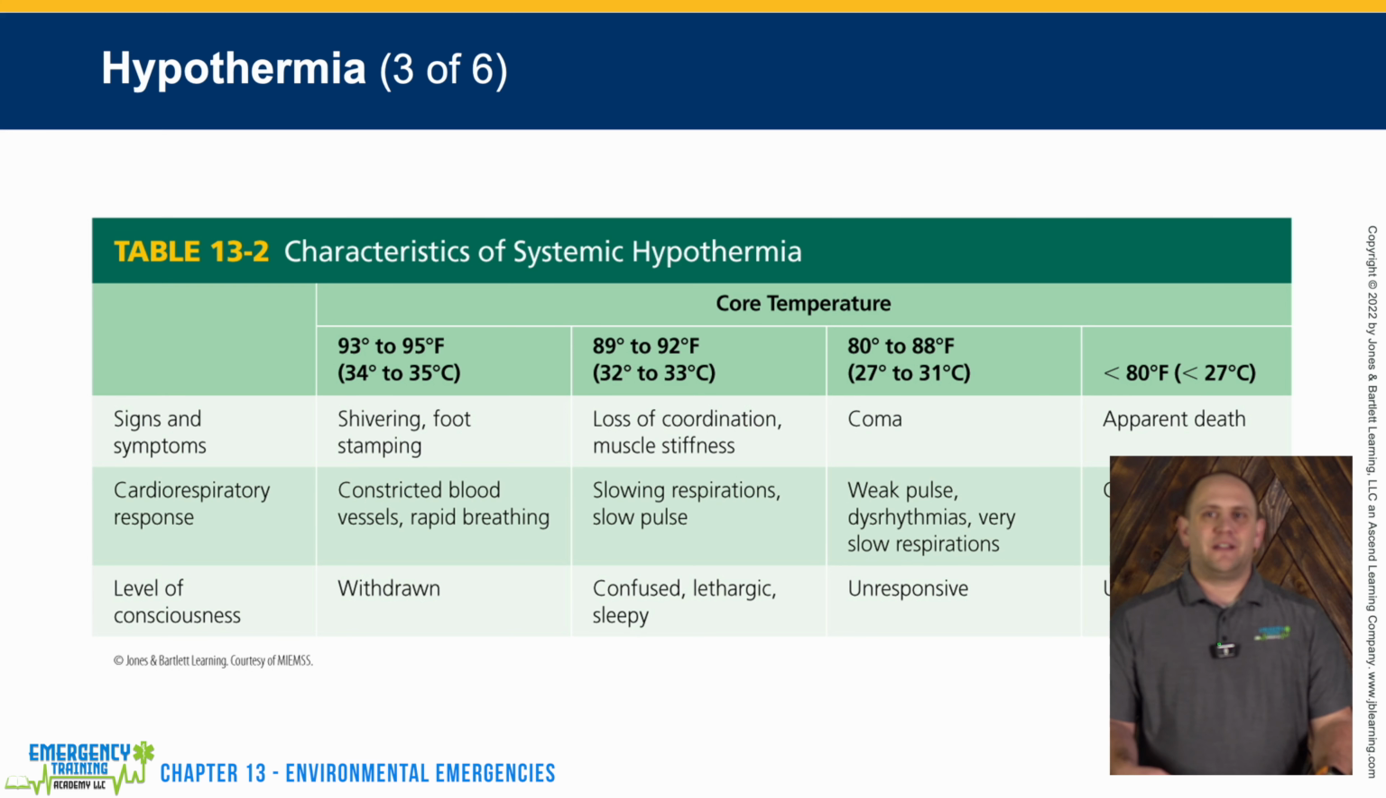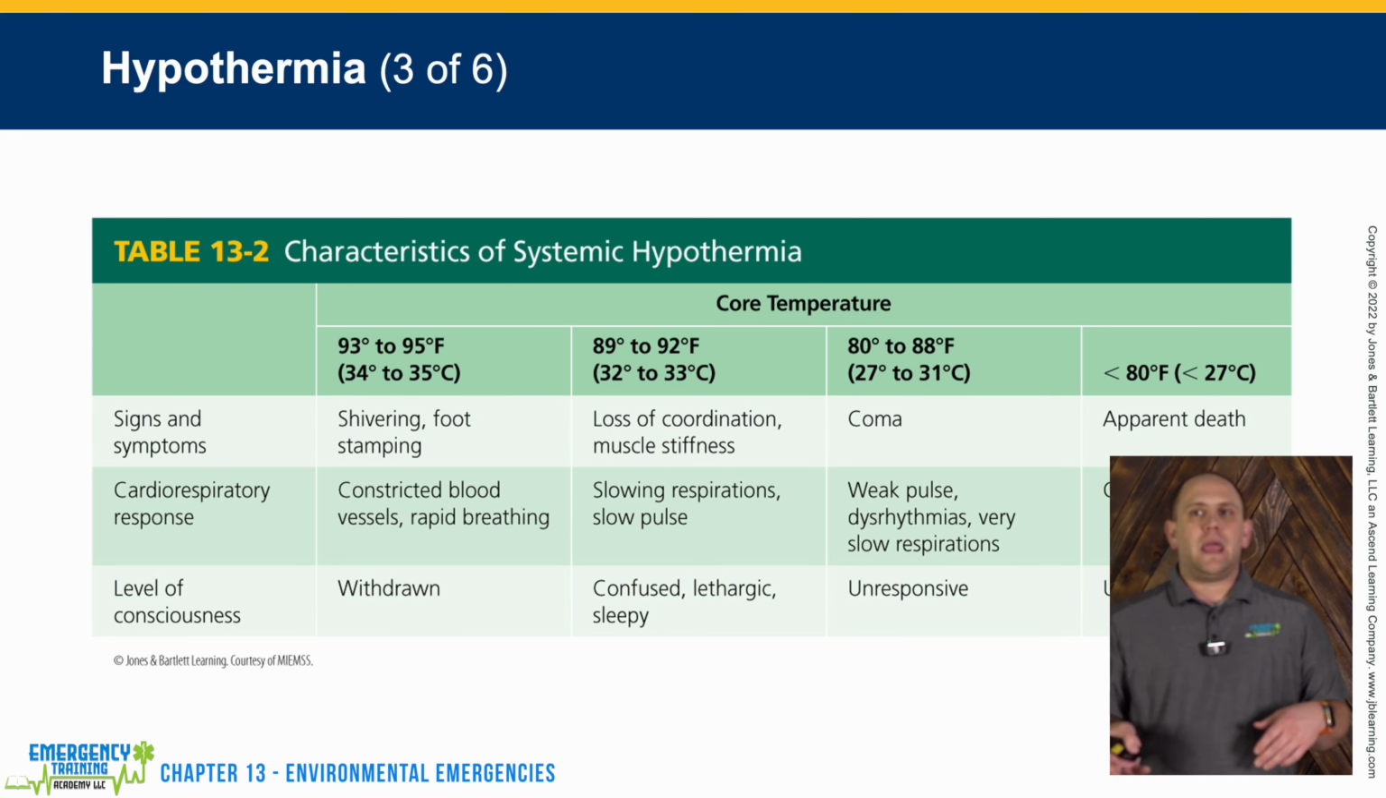Here's a good chart kind of showing some of the different temperatures associated with hypothermia and some of the things that you might see. As you can see, once we reach that 92 degrees Fahrenheit to 89, that's when we're going to start losing our coordination, becoming very confused, may become unresponsive.